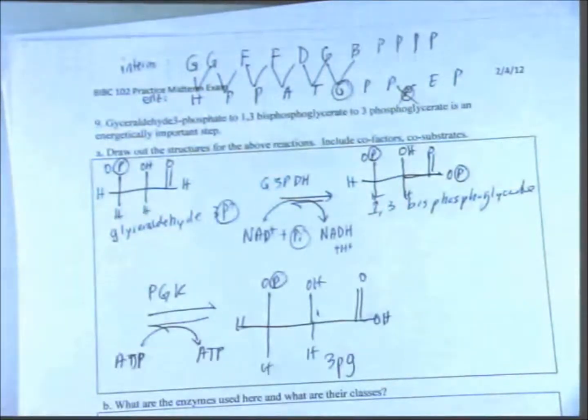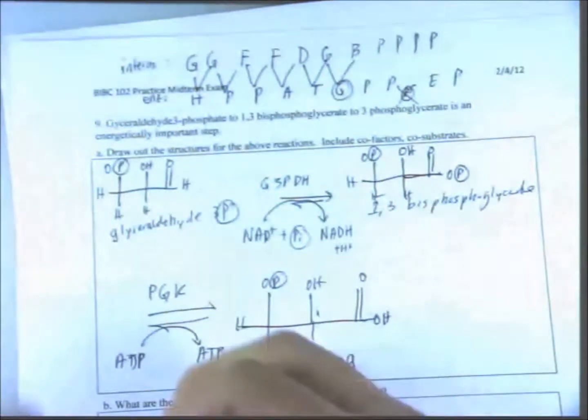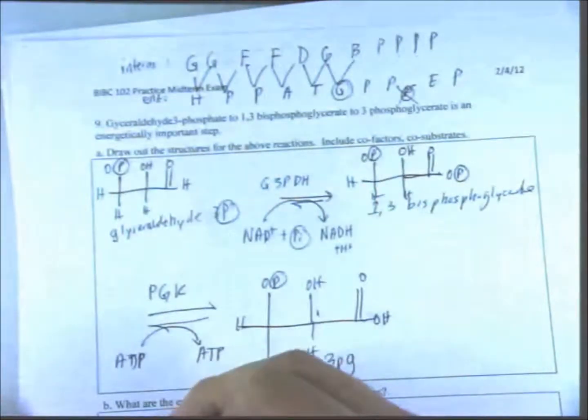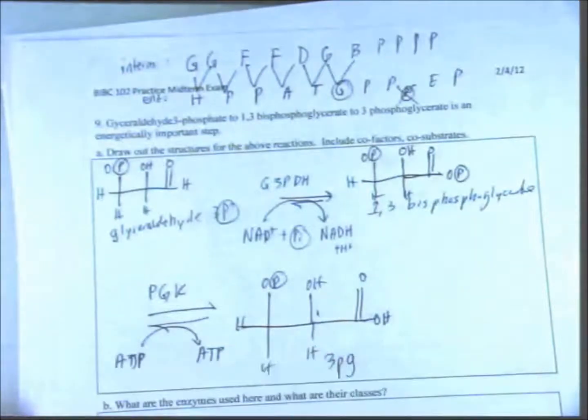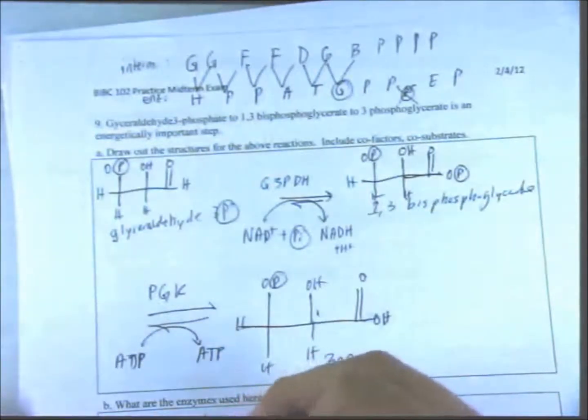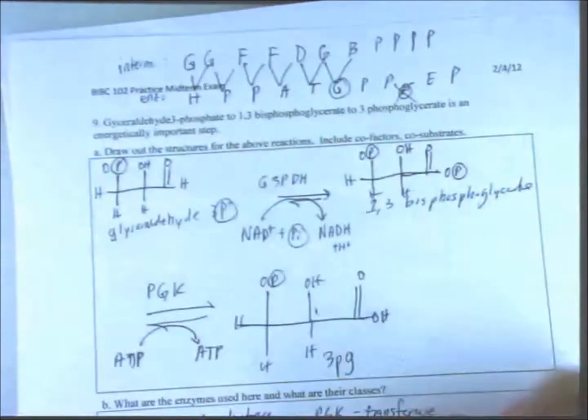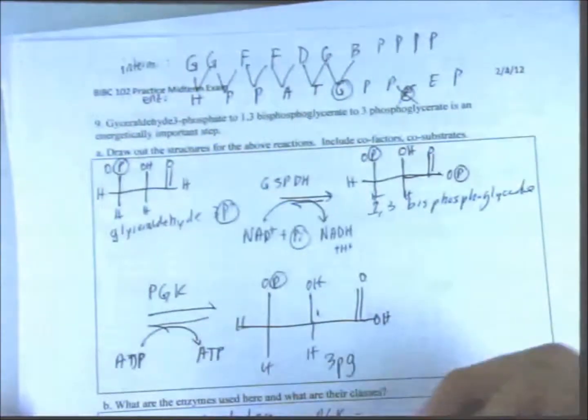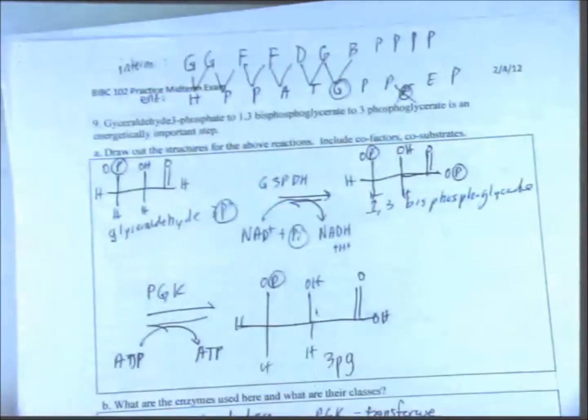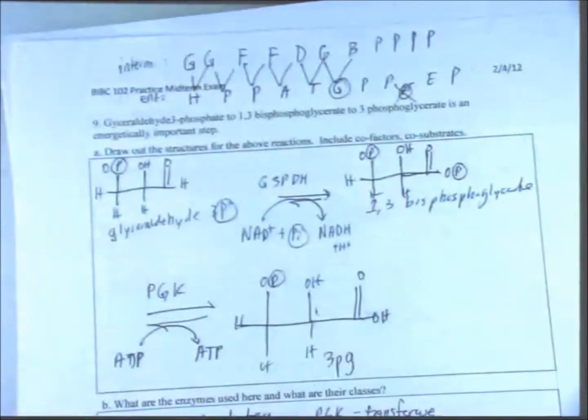What are the enzymes used here, and what are their classes? We just said it: glyceraldehyde 3-phosphate dehydrogenase. What kind of class enzyme is that? Oxidoreductase. And PG kinase, what kind of class enzyme is that? A transferase, because it's a kinase. It transfers a phosphate. Dehydrogenase is an oxidation-reduction.